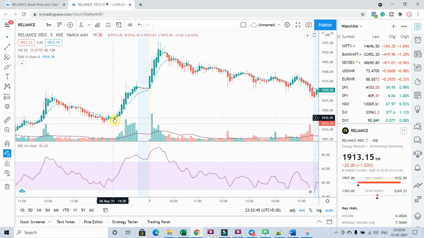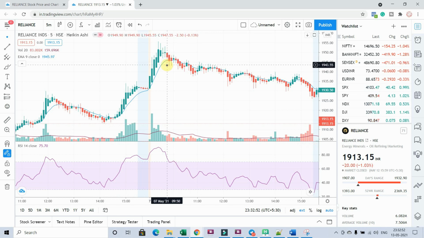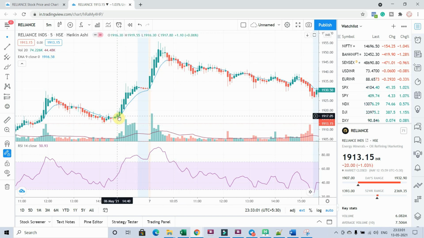You wait till one red arrow appears. You can see that the first red arrow whose body is bigger than the tick appeared here. So you would have exited here, which is approximately 1917. I will consider it as 1920 in Reliance. Again, this is the spot chart that I am showing you. In futures, it will be more or less 1 or 2 rupees more than this, or maybe even 10 rupees more.